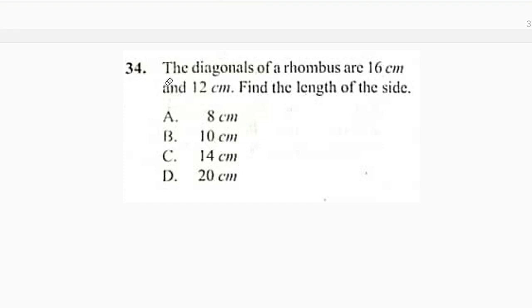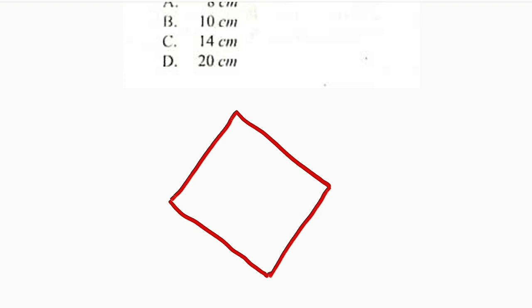All right, question number 34 reads, the diagonals of a rhombus are 16 cm and 12 cm. We are asked to find the length of the side. You know, a rhombus has all its sides equal because it is a compressed square. So we have a rhombus like this. It is a compressed square. Remember, this is why one of the diagonals is bigger than the other. So we have a diagonal line here and we have another diagonal line here.